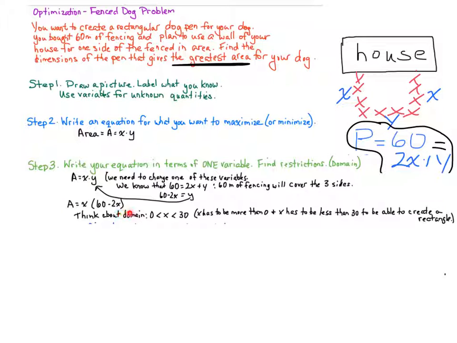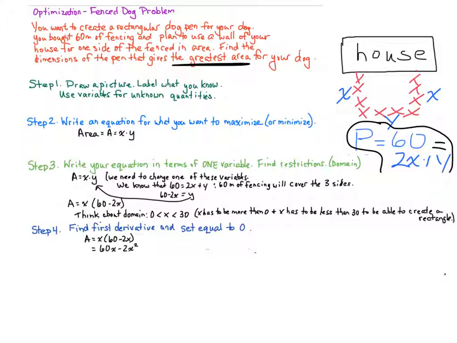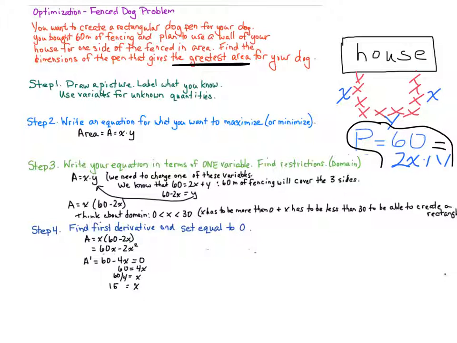Now that we have an equation to represent area, and we want to maximize it, how do we find an equation's maximum? Well, you got it right if you said step 4 is to find the first derivative and then set it equal to 0. So right here, I rearrange the equation to 60x minus 2x squared. The derivative would be 60 minus 4x, and if you set that equal to 0 and solve it, you'll get x equals 15.